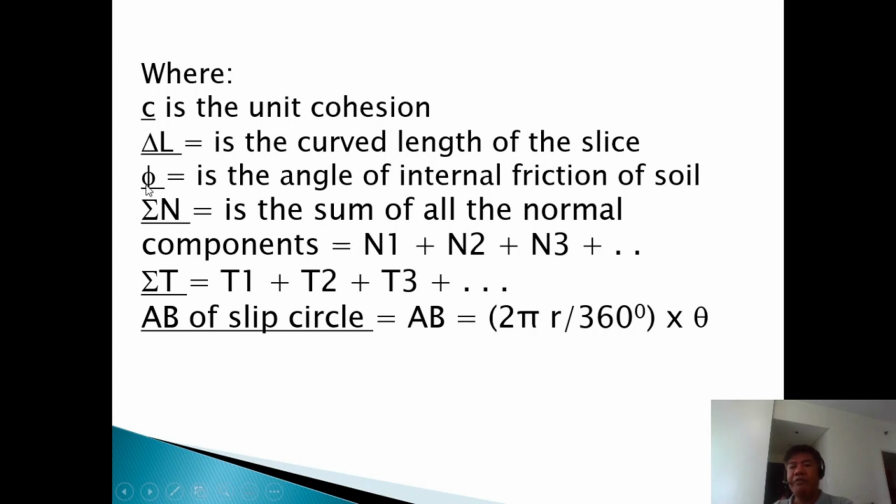So you have the angle of internal friction. You can get it from the laboratory engineers. The summation of n, the normal components, you will compute. Then the summation of t, the tangential components. AB is the slip surface, which is the sum of all the delta L. It depends on the angle, the angle of that curve. So you can compute AB by 2 pi r over 360 degrees times this angle.